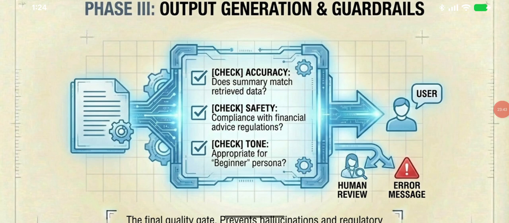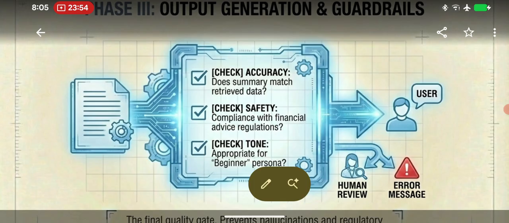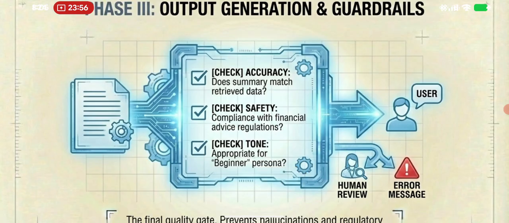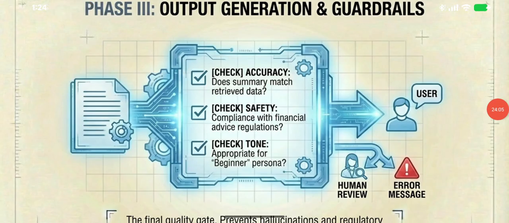So output, as always, output generation and guardrails. Guardrails are to check the accuracy, the safety, and the tone of the output given, before sending it to the user. And very much the same, if required, we can have a human review done, and if there is an error message, the error message can be recorded into the log.